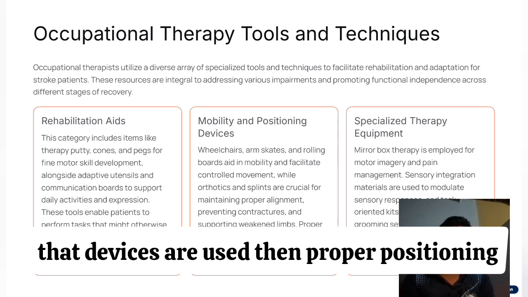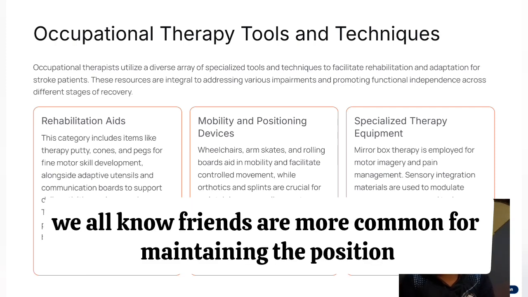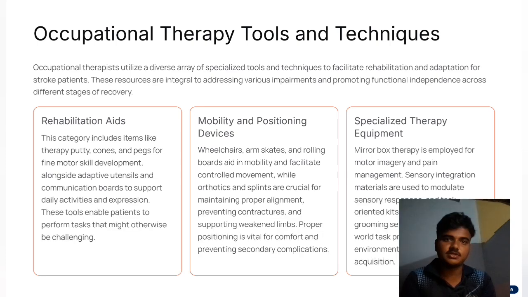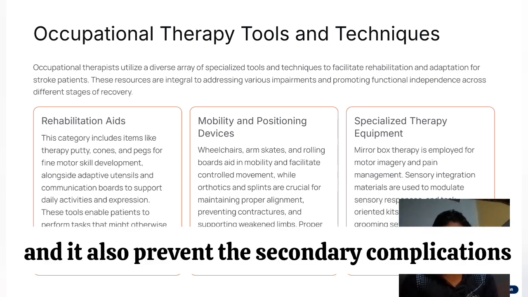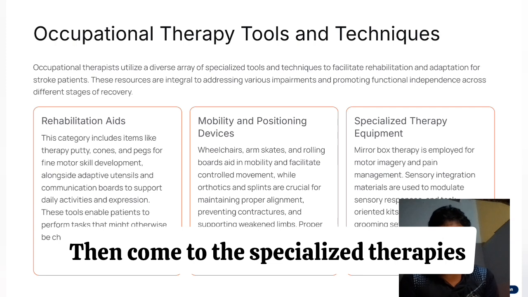Then proper positioning. We all know splints are common for maintaining the position, and they also prevent secondary complications. Then we come to the specialized therapies.